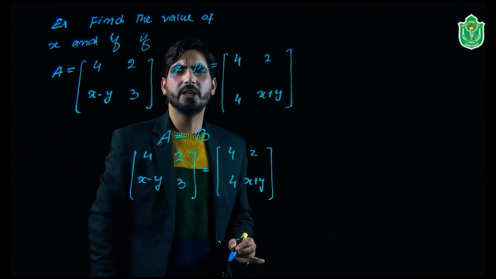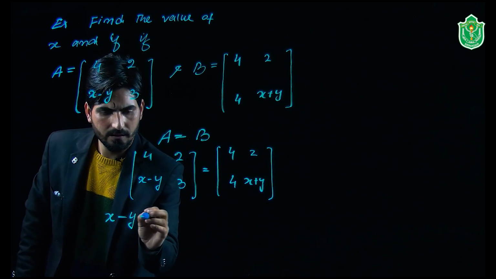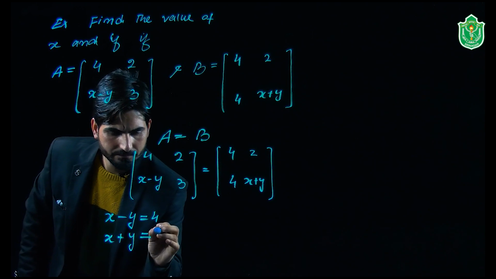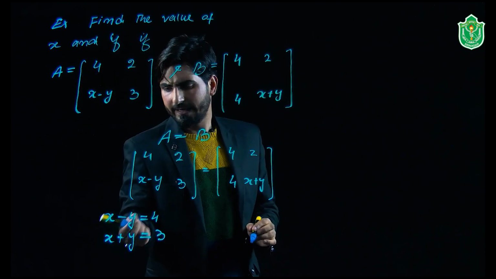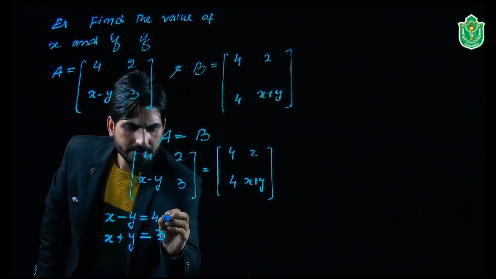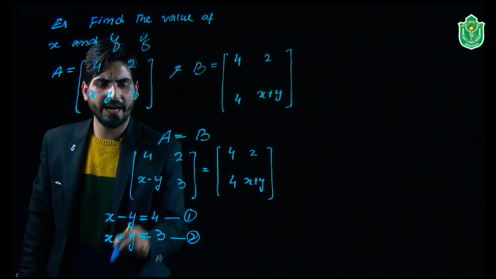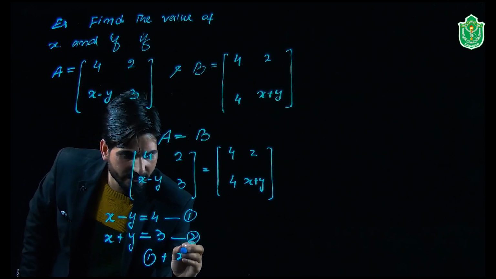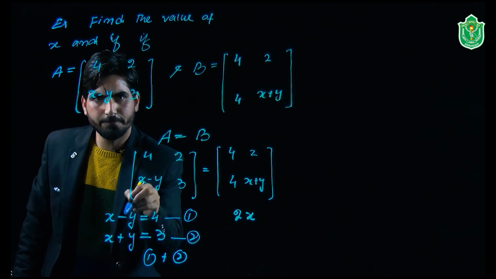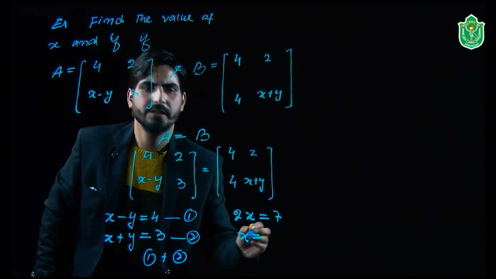So by the definition of the equality of matrices, here the value of X minus Y is 4 and X plus Y is 3. Now what will come here? This is a pair of linear equations in two variables. Now keep this as first and this as second. To eliminate Y, we will add first equation and second equation. So adding first and second, X plus X is here 2X and minus Y plus Y is 0, 4 plus 3 is 7. So here the value of X is 7 by 2.